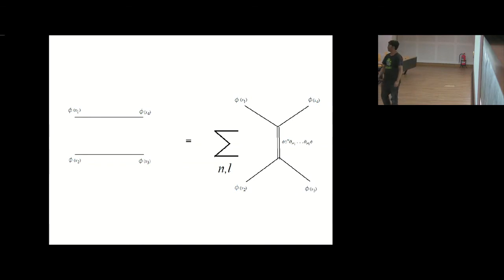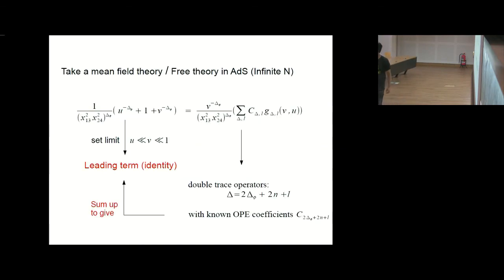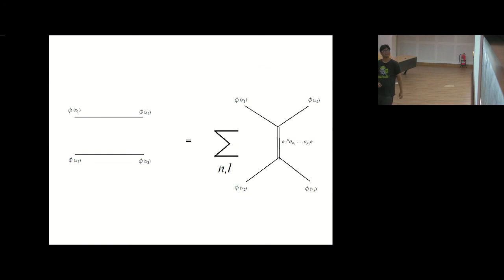So the picture sort of looks like this. On the left-hand side, I have this identity exchange, and on the right-hand side, I have an infinite sum over double trace operators, and the sum gives me the left-hand side.